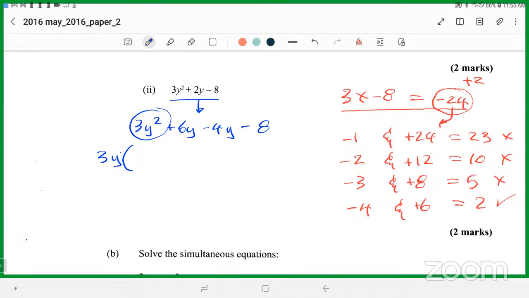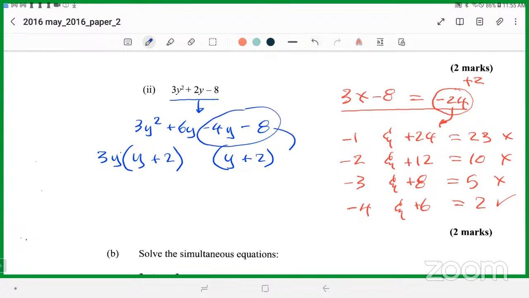3y out of this leaves us with a y. 3y divided out of that leaves us with a plus 2. And you must always have the same thing in the bracket over here. So to ensure that I have the same thing in the bracket over there, I always write about the same thing first, which is the y plus 2. And I can see some plus or minus value must go inside here. What value is that? The factor that you're taking from this to end up with that.